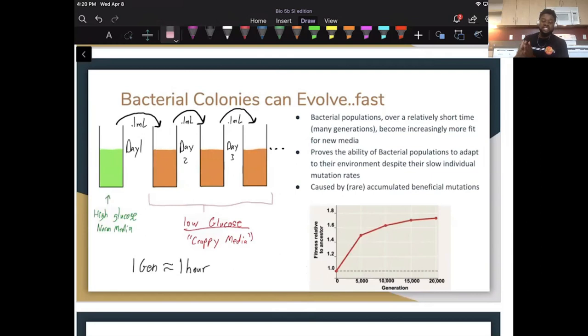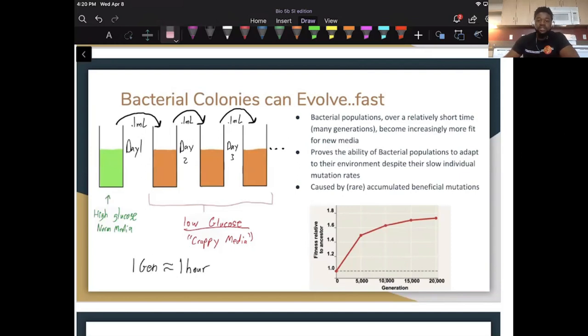So the whole point of this, and the rest of the graph shows the same as you continue moving down in evolutionary time, is that over a relatively short time, but with many generations, bacterial colonies can increasingly become more fit for their environment, for a new crappy environment. Their biochemical diversity allows them to adapt to their environment.